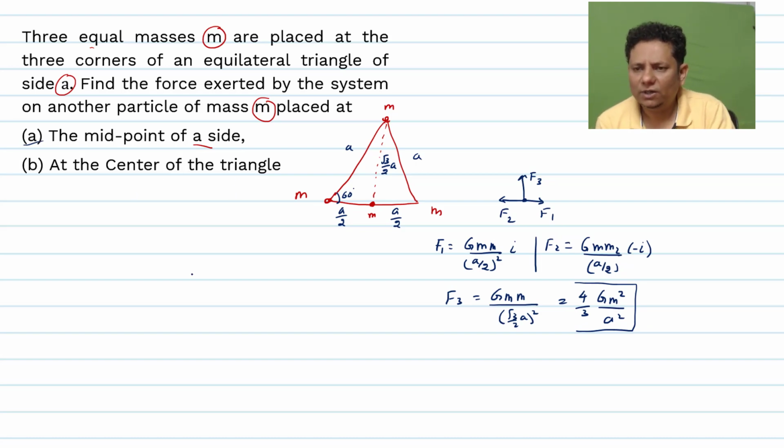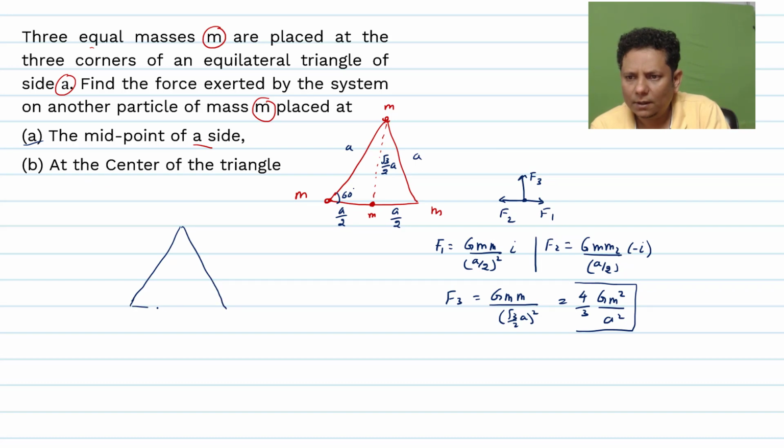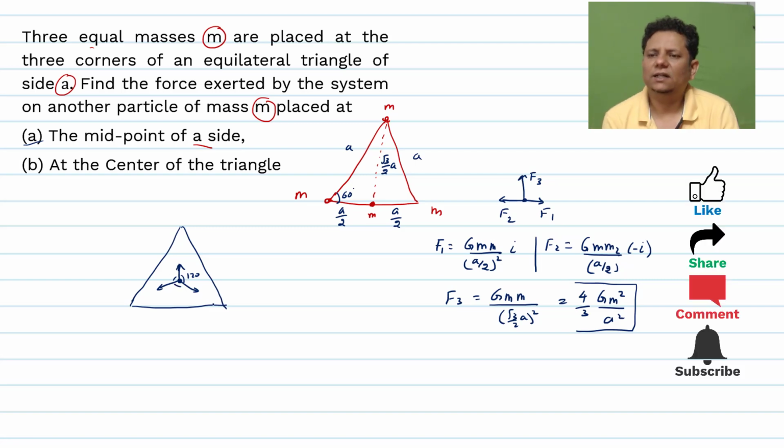Now at the center of the triangle. If this is our equilateral triangle and we have kept a mass at the centroid, in this case it will experience three forces, one in this direction, one in this direction, one in this direction. They will cancel each other out because the magnitude will be the same and the angle between them will be 120 degrees each.